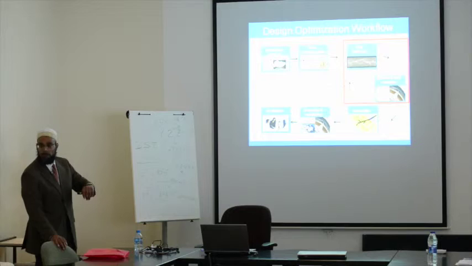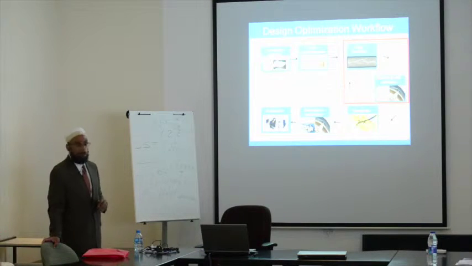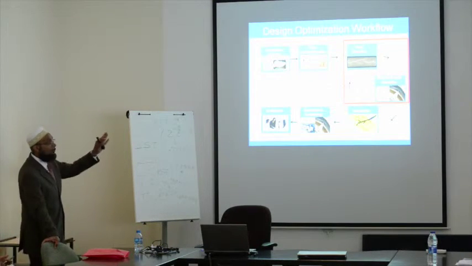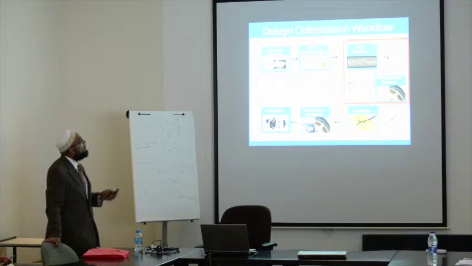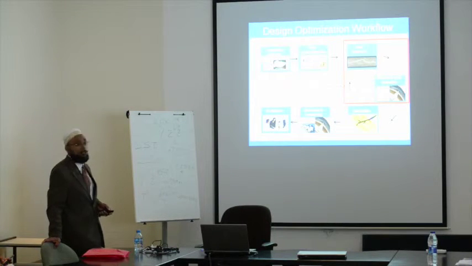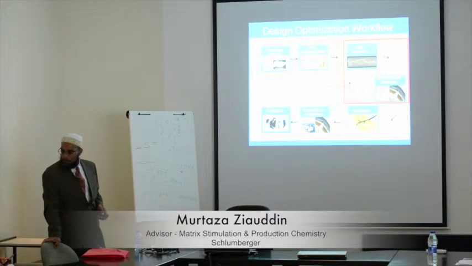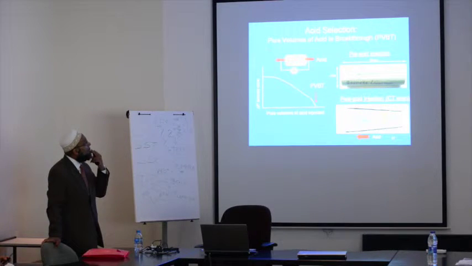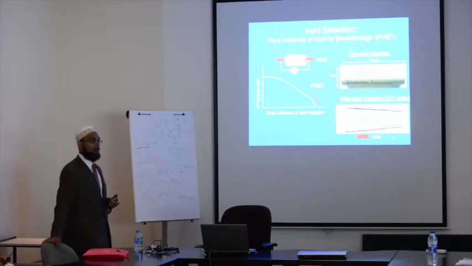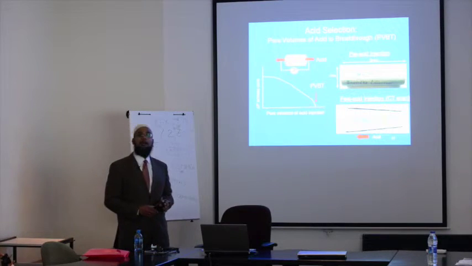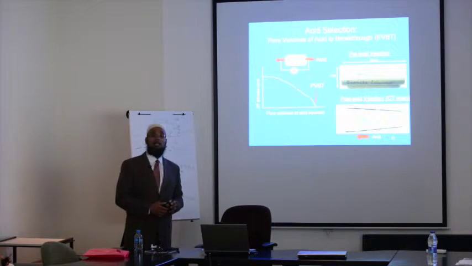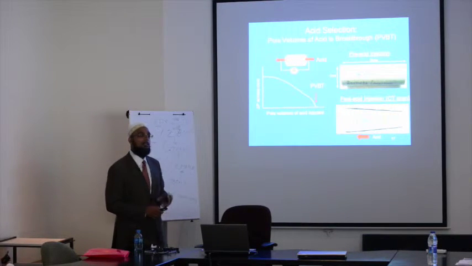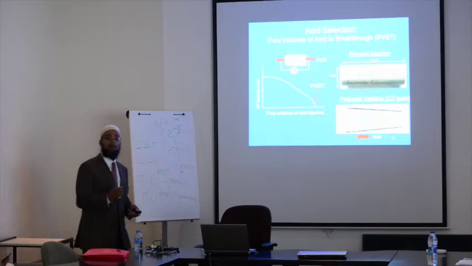Now, I think we have about 10 minutes left, or? Okay. So I'll just focus on 2 parts, acid selection and the diverter selection. Okay. The main parameter that is used for acid selection is the pore volume of acid to breakthrough. This is the measure of the efficiency of the acid.